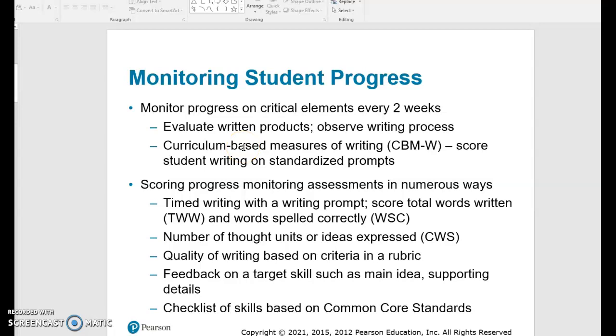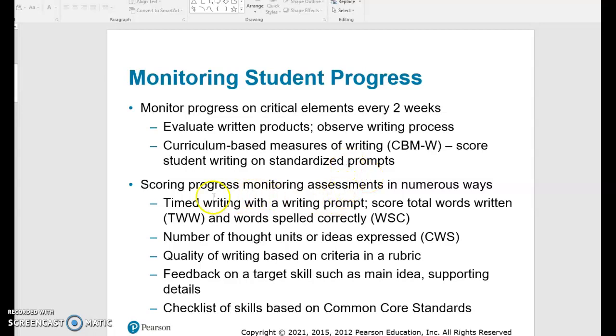So maybe you would pull them back to that C-shaped or U-shaped table that we saw in the figure a few minutes ago, and watch their writing process, see what they do. And then, of course, curriculum-based measures. We've talked about CBM in other areas. So CBMW is curriculum-based measures of writing, and you would score them on some standardized prompts. I'm going to show you examples of some prompts in just a second.